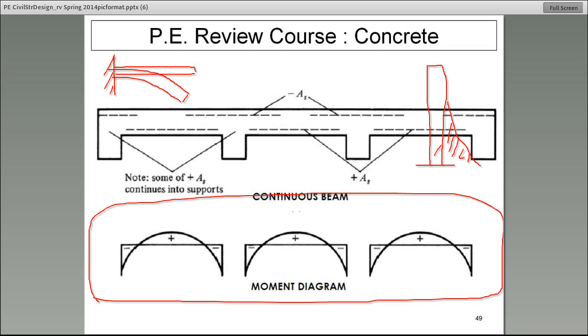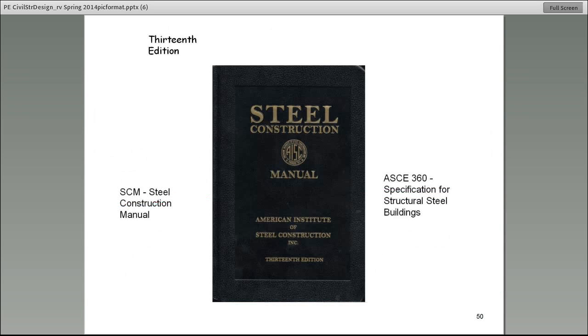So if they give you the moment diagram, decide where it's positive, where it's negative, and then decide where the steel goes. Otherwise, you just have to estimate the loading. They will give you the loading, so you need to identify the loading, what kind of deflection it would cause.